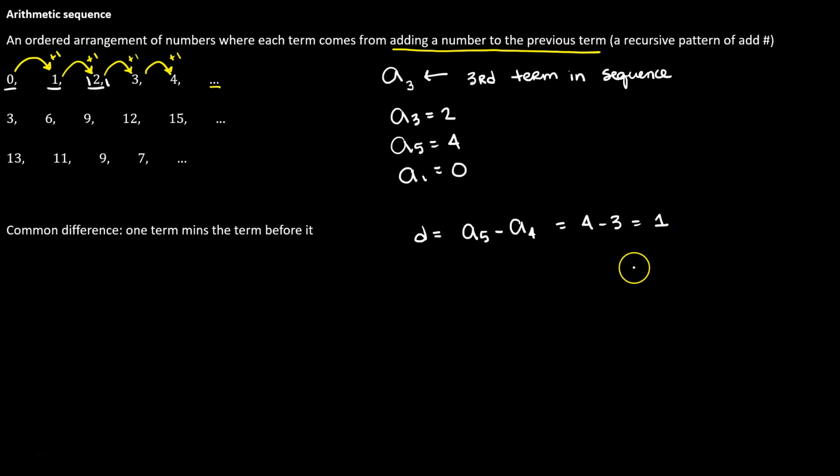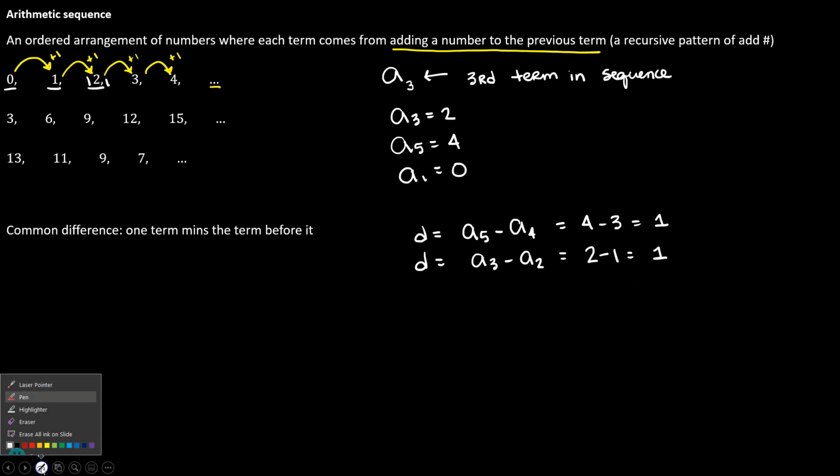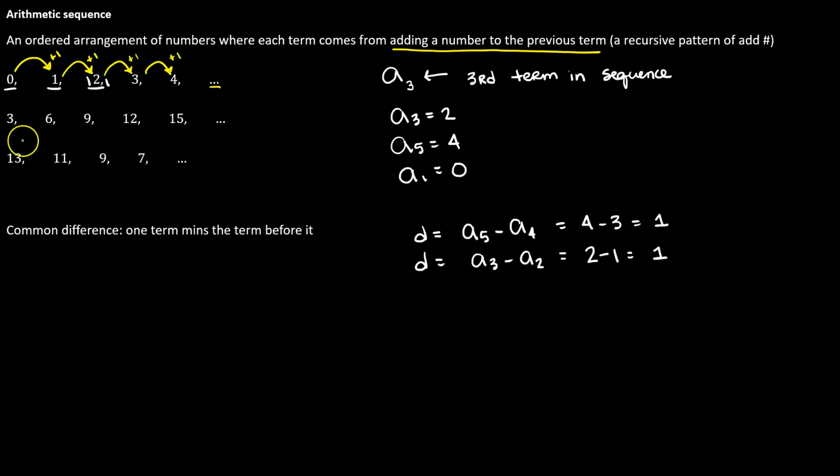And we should check 2 pairs of terms. So let's check the common difference again, this time using A3 minus A2. A3 is 2. A2 is 1, so I have 2 minus 1, which also gives me that same number, 1. That's the number that we kept adding over and over to move on down the sequence. Let's use this idea to see if we can find the common difference for the other 2 sequences.